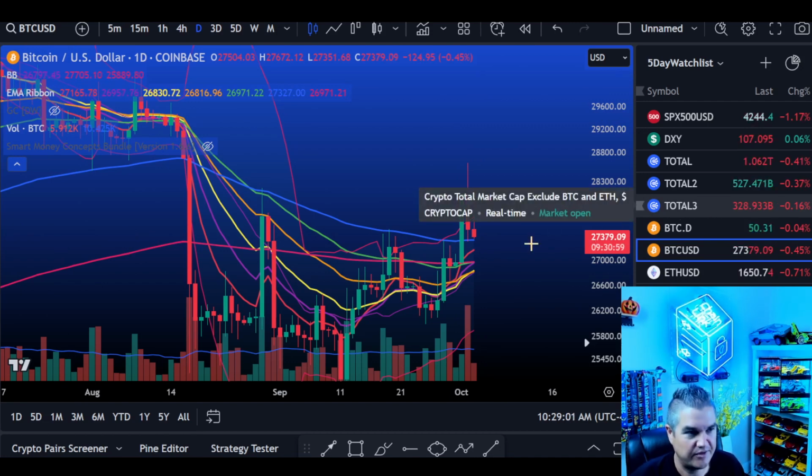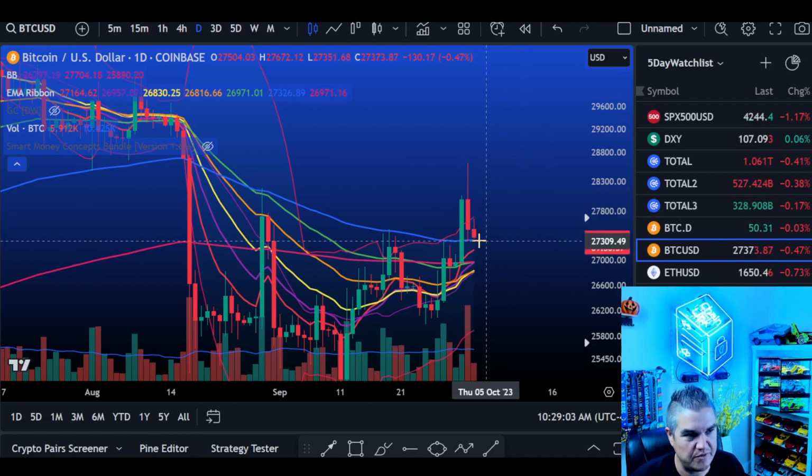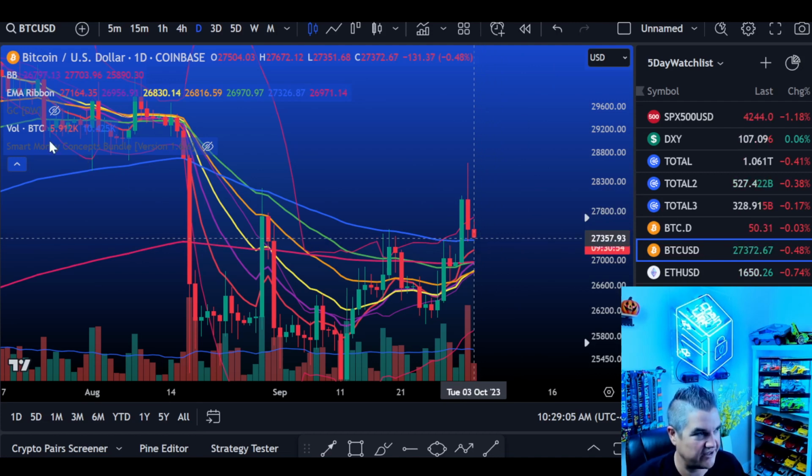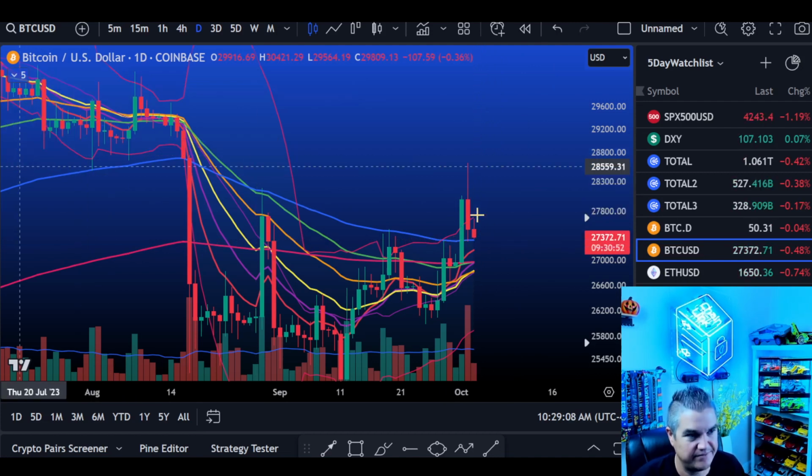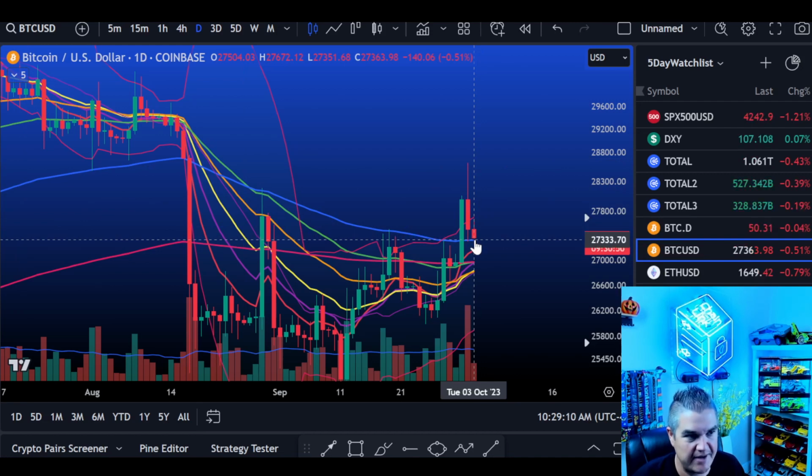27.327. So, give or take, it'll change a couple dollars, but that's where we want to close today. That's what we're looking at. Okay, so today, what's the number? The blue line, the 100 EMA, 27.327, right? That's where we're looking to close, and nothing else.